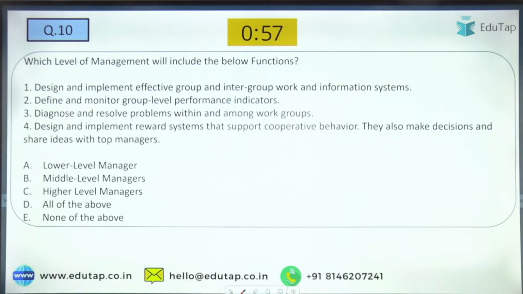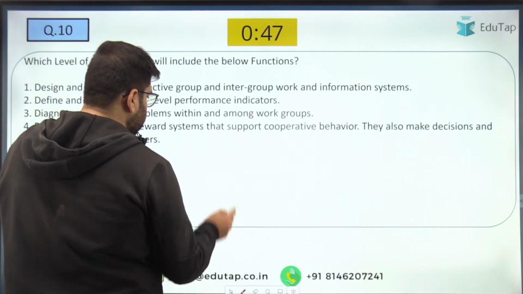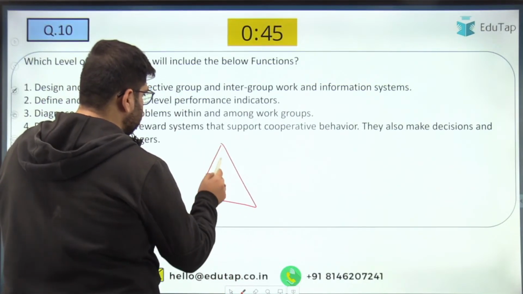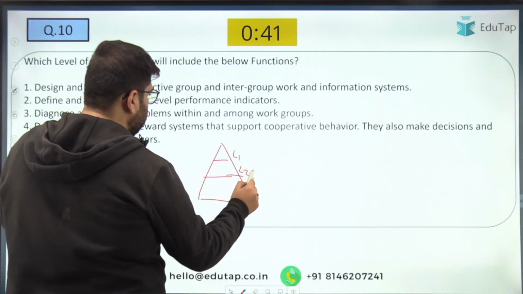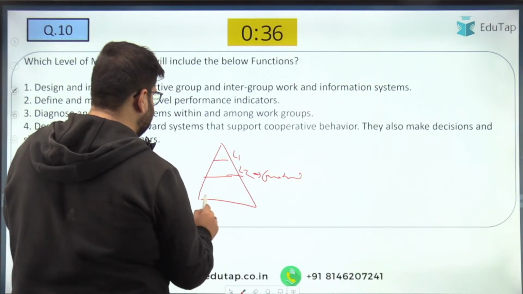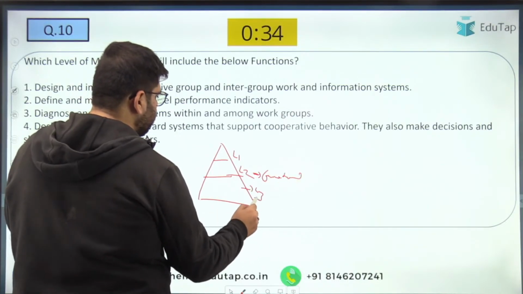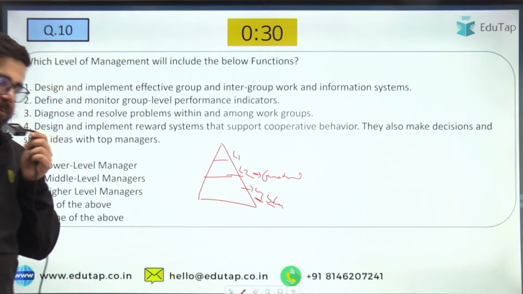Again, a phase 2 level question. Try to answer this question with all of your senses. The question says which level of management will include the below functions. Now we all know that in management there are 3 levels. You have your management structure going like this. Level 1 is basically your top level. Level 2 is basically your middle level. Middle level is basically your departmental heads, which are also known as the functional level of management. Level 3 is your supervisory level, which is basically the lowest level of management.